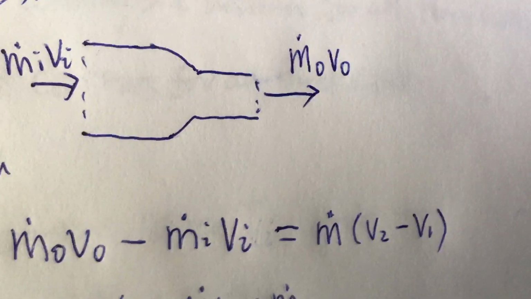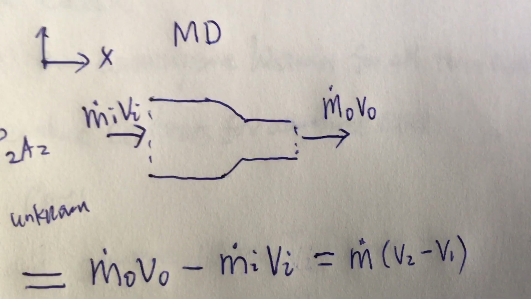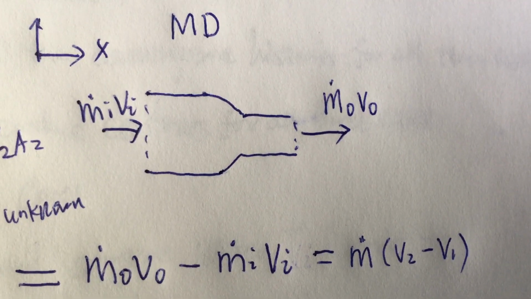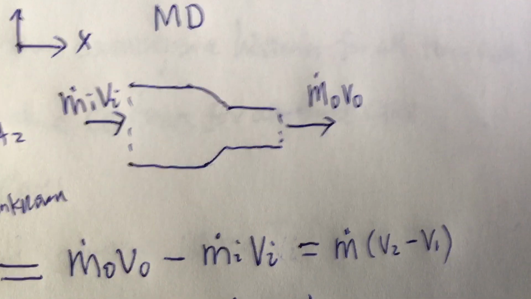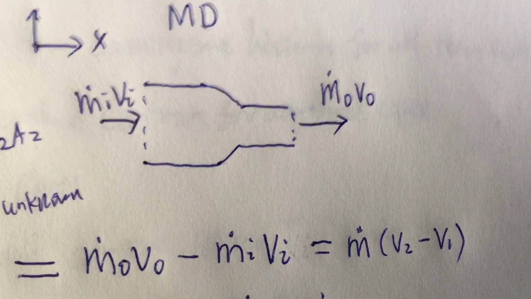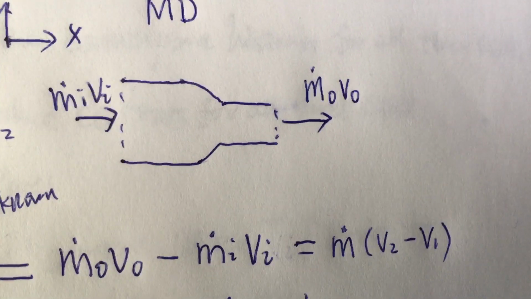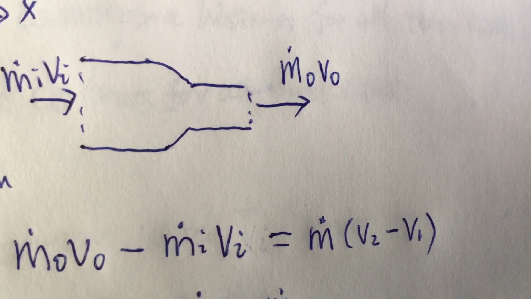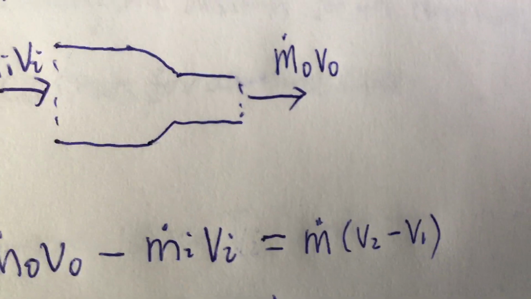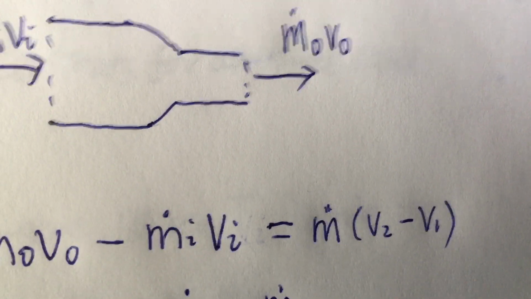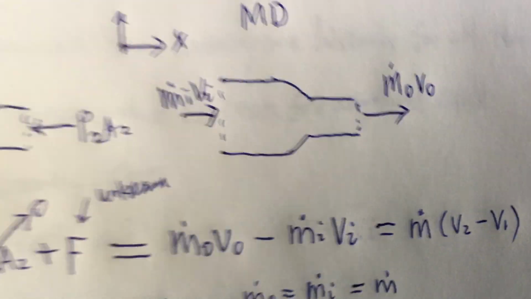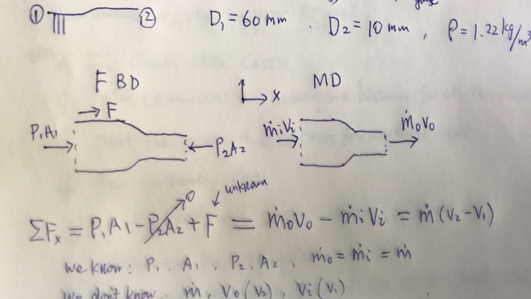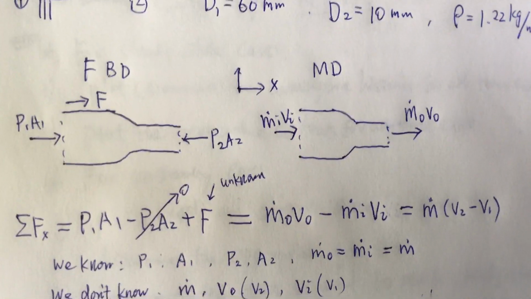So we can rearrange it because, you know, conservation of mass, the mass flow rate has to be the same for this steady state problem, right? So mass flow rate in and mass flow rate out should be the same. Let's just use m dot to represent the mass flow rate. And V_o is V2, V_i is V1. So it will become mass flow rate times parentheses V2 minus V1. So this is the equation based on the free body diagram and the momentum diagrams, right?